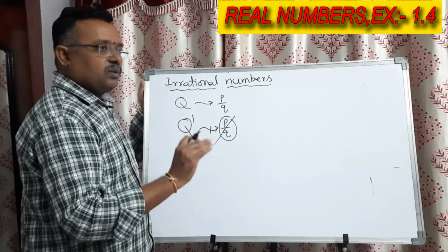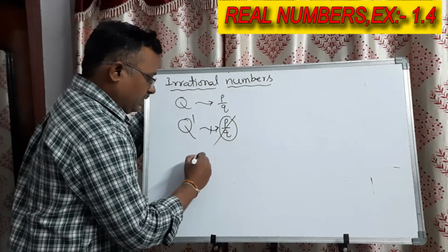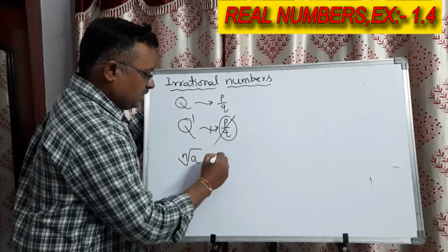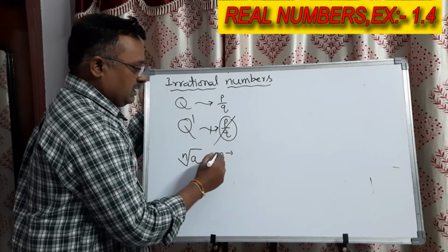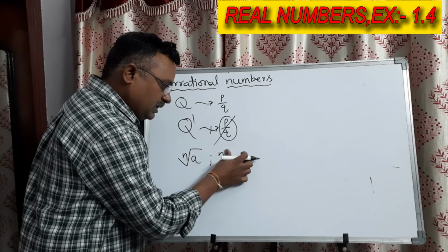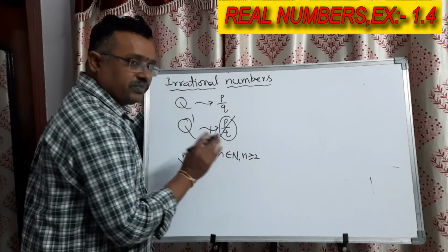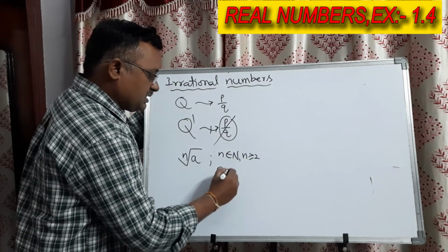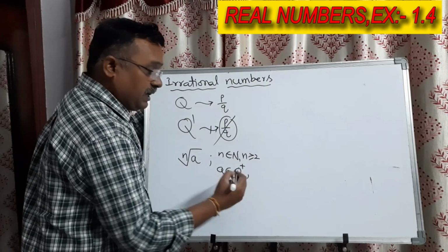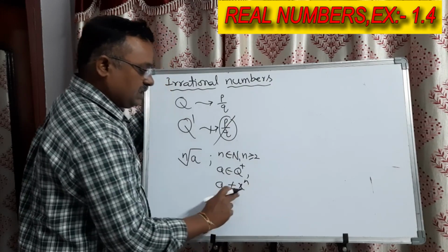Numbers which cannot be written in the form of p by q are called irrational numbers. But what is their general representation? Irrational numbers can be represented in the form nth root of a, where n is called the order of the radical. Here n is a natural number and n is greater than or equal to 2. In this exercise, a is a positive rational number, but a cannot be written as the nth power of any other rational.